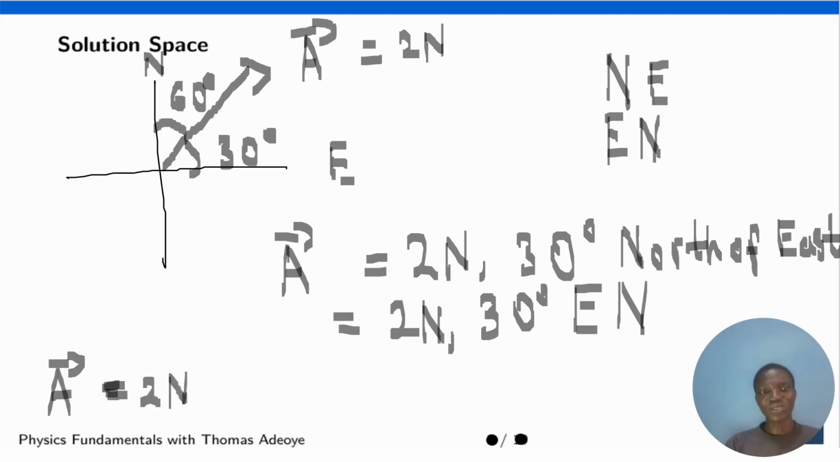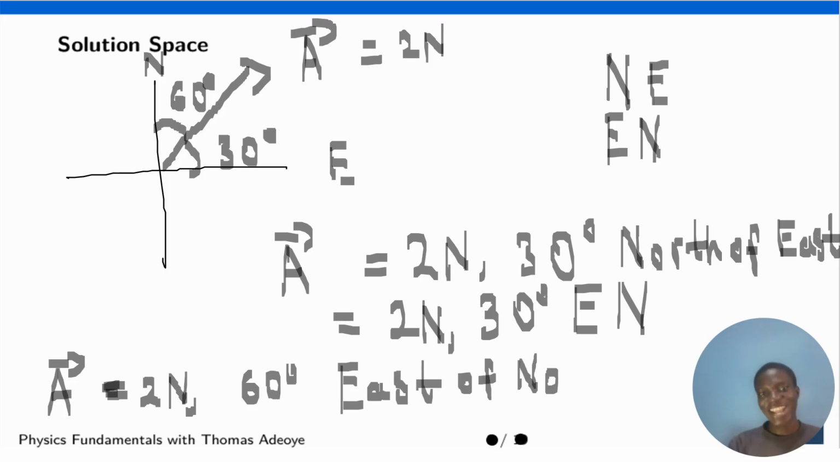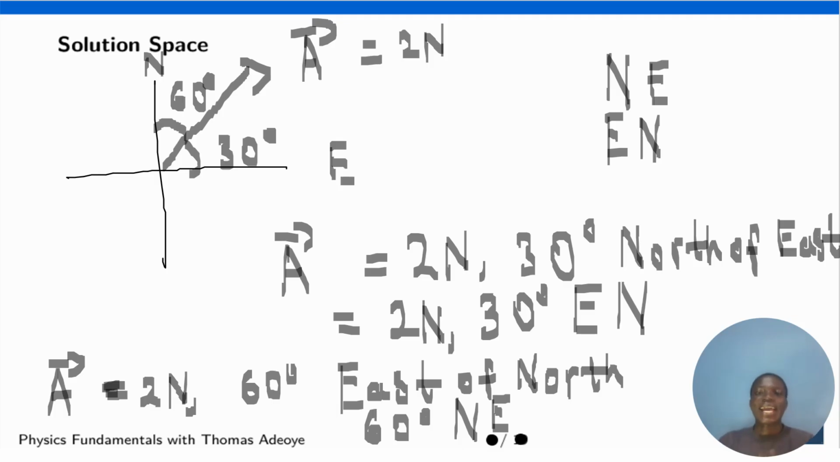2 Newton. The magnitude does not change. It will now be 60 degrees, but the angle is to the north now. So what will it be? East of north. Yes, you got it. It will be east of north. So I can say it is 60 degrees east of north, NE. And if I like, instead of saying 60 degrees NE, I can put the angle in between. So this reads 60 degrees east of north.